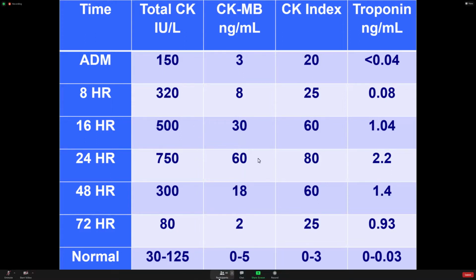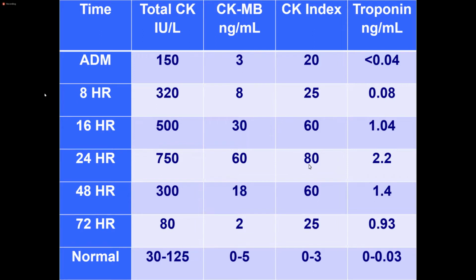And if you look at the 24 hours, this is basically the peak for troponin, the peak for CK index, the peak for CKMB, and the same for total CK. And as you notice, at 72 hours, look at the CKMB that came back to normal, but for troponin, it was still high. So these are the points that I want you to understand about this image. Any question before I move from this image?